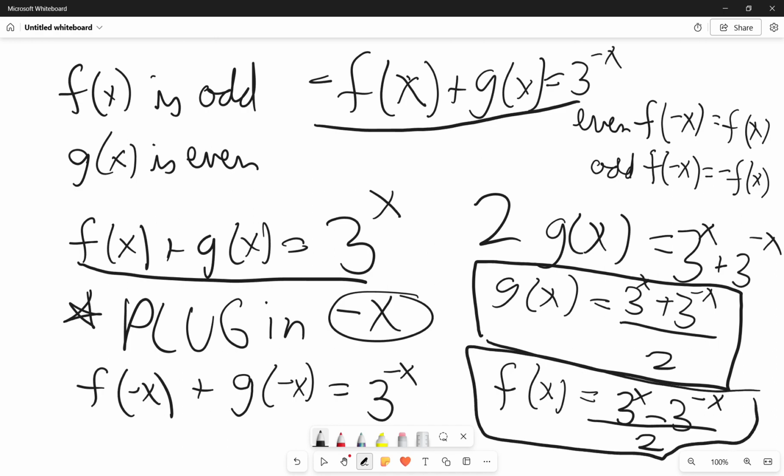These are a little more tricky than just finding it obvious, because these actually involve the sum being very unique, and sometimes it's not that obvious. So the main takeaway is to plug in negative x. And I think that's all that we have for today.